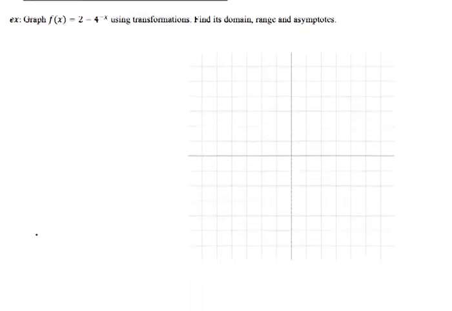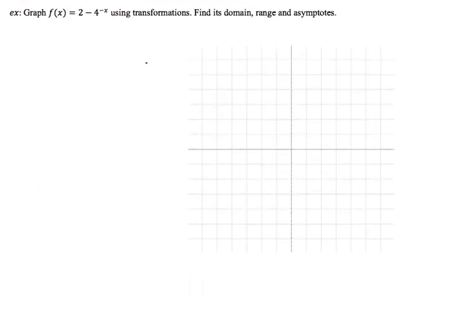All right, we're going to begin a graph by using transformations. So what we're going to do is start with a parent function for this graph, and then graph it using transformations and find its domain, range, and asymptotes. Okay, so the parent function for f of x equals 2 minus 4 to the negative x would be y equals 4 to the x.